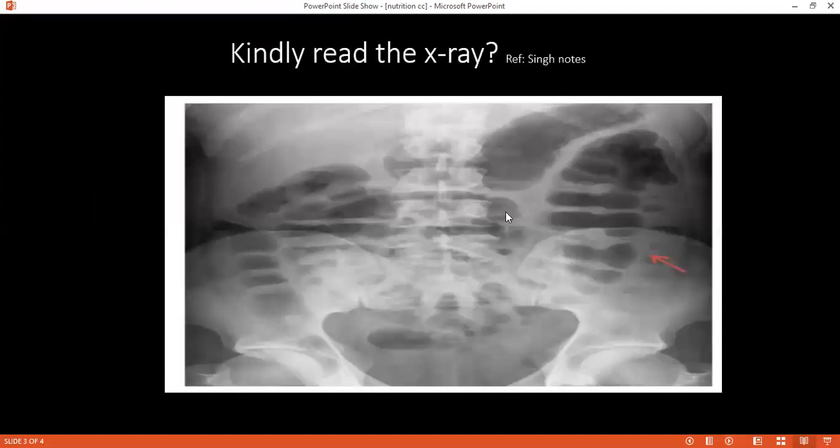Can you tell me what you are looking at, and what this arrow is pointing at? This is a plain X-ray abdomen view showing distended small bowel loops in a stacked coin appearance. Stacked coin appearance shows there may be dilatation or obstruction of the small bowel. There may be a stricture due to inflammatory bowel disease, Crohn's disease, etc. Very good, excellent.